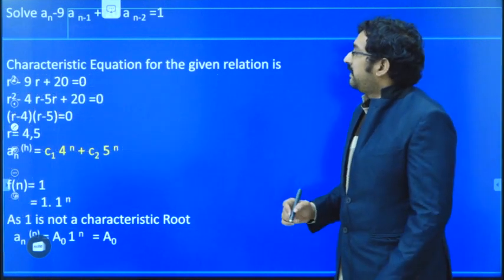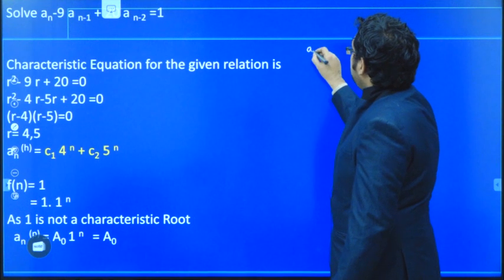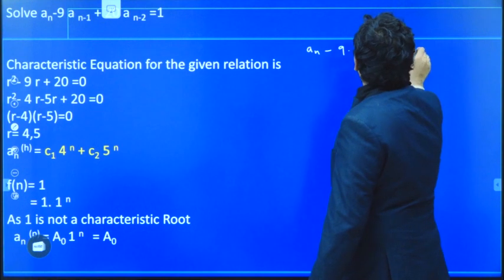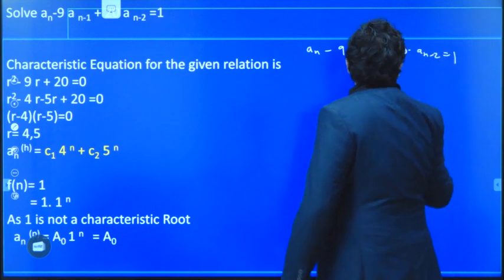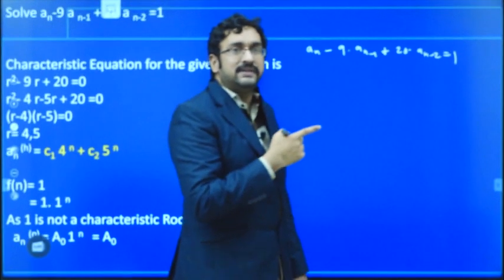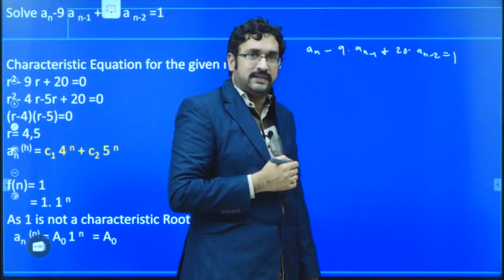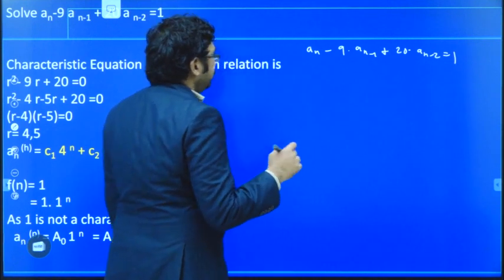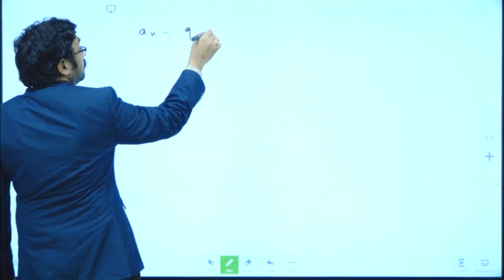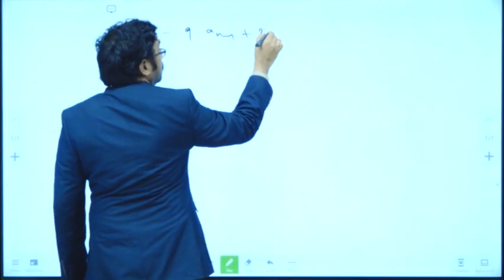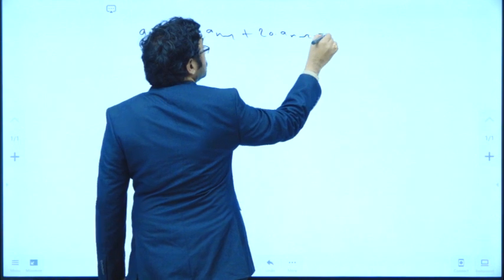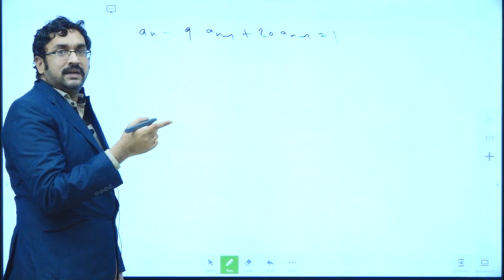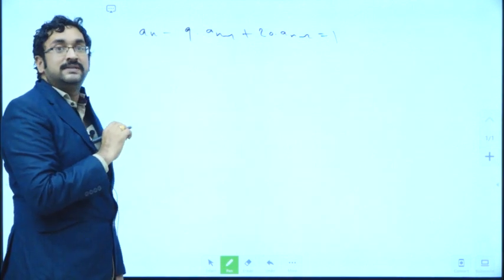Here one problem is given: solve a_n minus 9 into a_(n-1) plus 20 into a_(n-2) equal to 1. So this is the given equation. As the right hand side is non-zero, we can say that it is non-homogeneous.